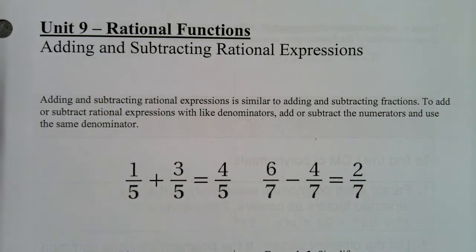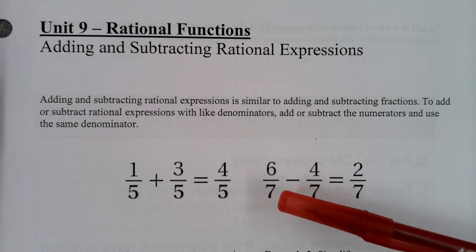All right, the next lesson is called Adding and Subtracting Rational Expressions. Now, this is going to be a little more difficult than multiplying and dividing, okay? So adding and subtracting rational expressions is similar to adding and subtracting fractions. To add or subtract rational expressions with like denominators, you simply add or subtract the numerators, and we keep the same denominator, okay? So for example, 1/5 plus 3/5 equals 4/5.